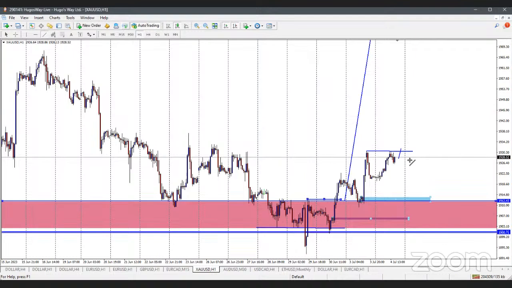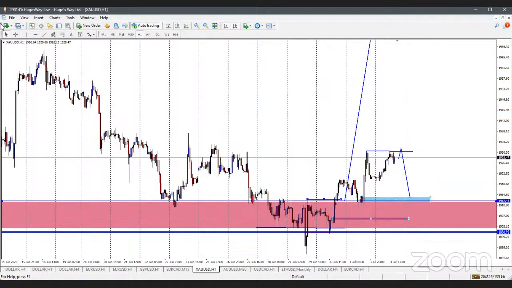So I'm watching this high to see how the price interacts. If we have a strong body close, H1 bodies, a couple of them closing above this high, then we should be looking for a continuation somewhere in this range. If not, then we may be lucky to get this movement happening here.